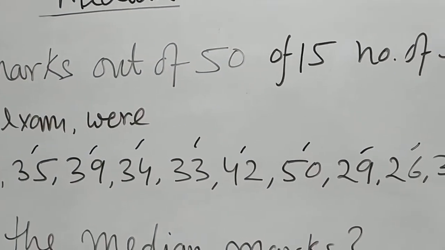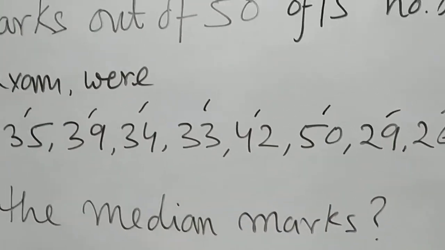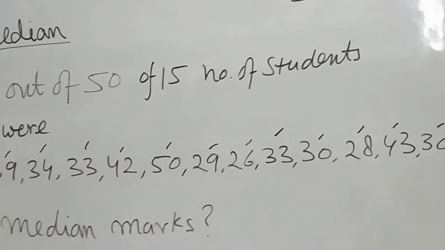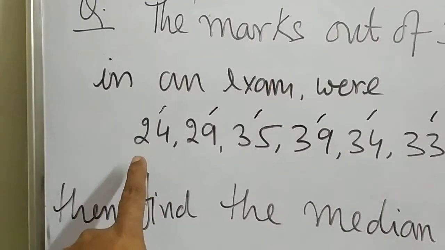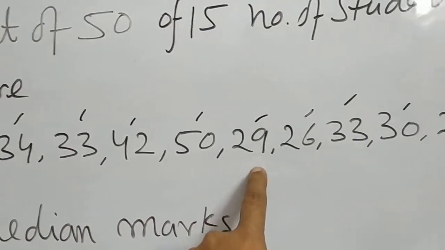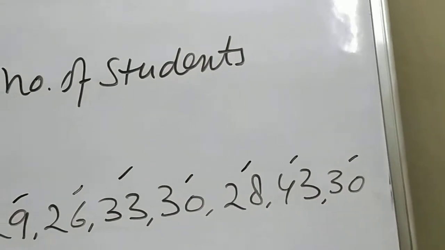Twenty-four, twenty-nine, thirty-five, thirty-nine, thirty-four, thirty-three, forty-two, fifty, twenty-nine, twenty-six, thirty, thirty, twenty-eight, forty-three, and thirty. Only one student got 50 out of 50. So 50 students are there. You can count. 1, 2, 3, 4, 5, 6, 7, 8, 9, 10, 11, 12, 13, 14, and 15.